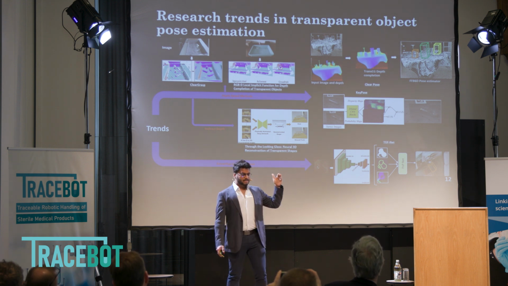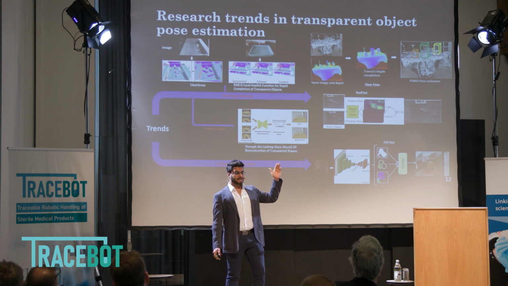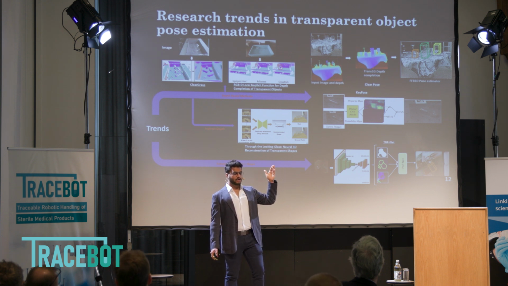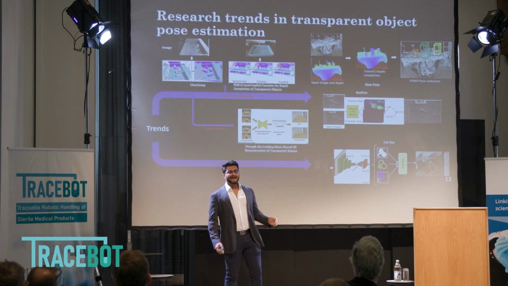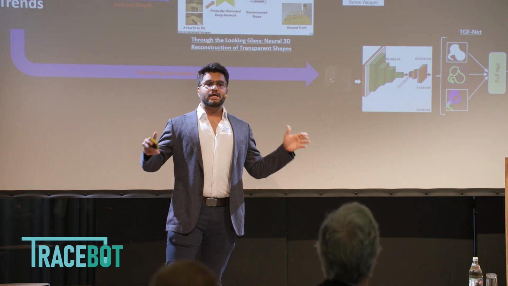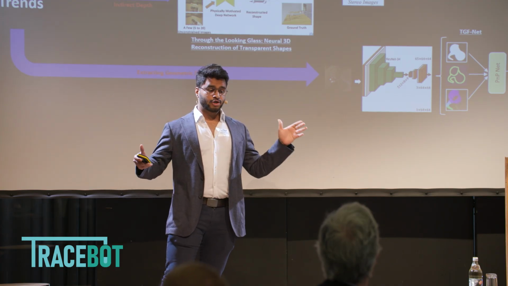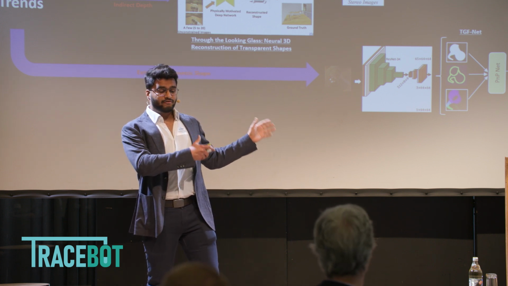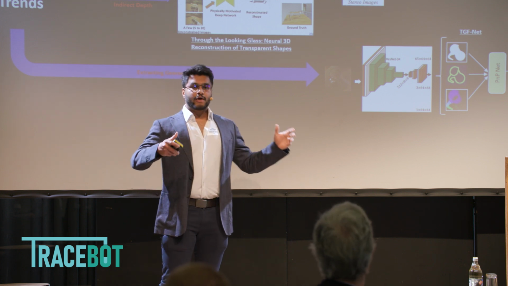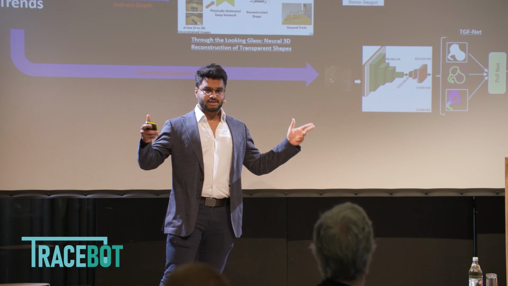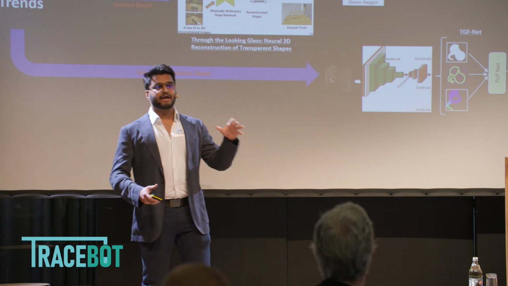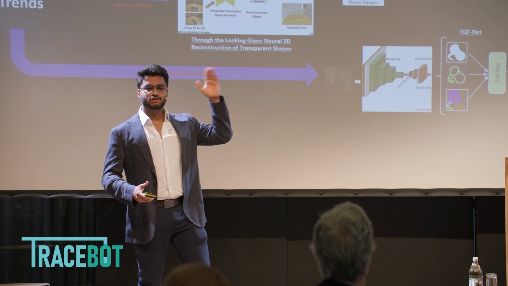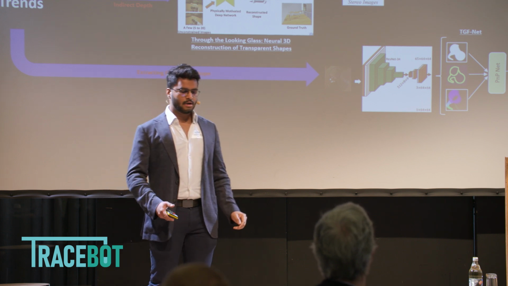In the depth-based methods, the first two methods, ClearGrasp and the RGBD local implicit function method, don't actually do the pose estimation. What they do is take the erroneous input depth of the transparent object and try to refine it and recover those erroneous depths. This can directly be used for grasping or further pose estimation algorithms down the line.